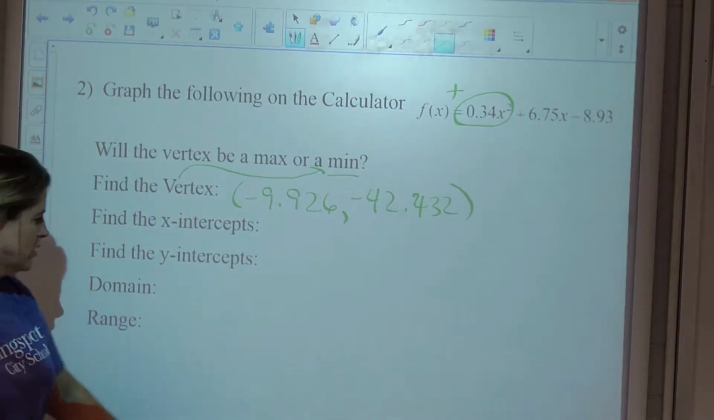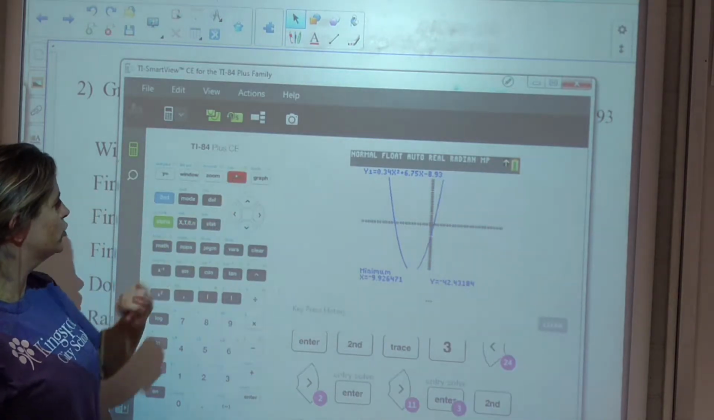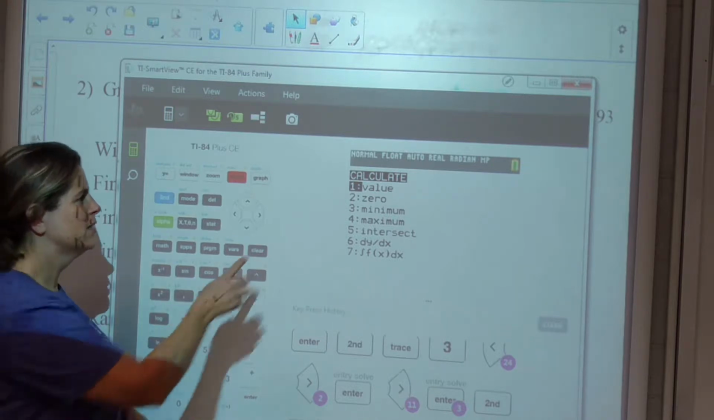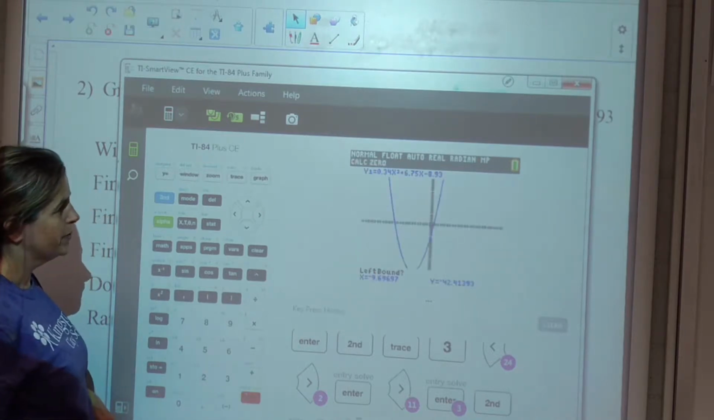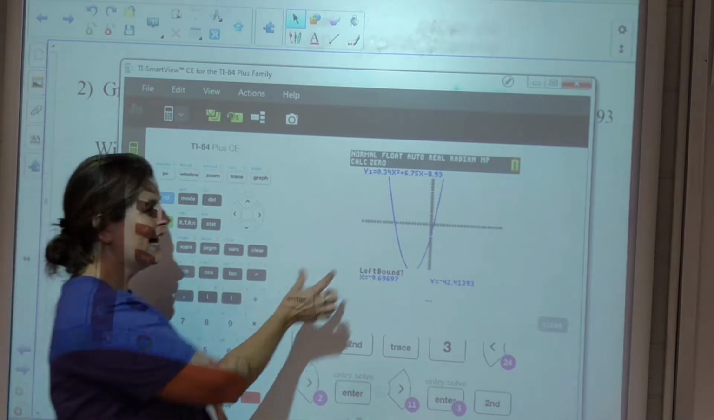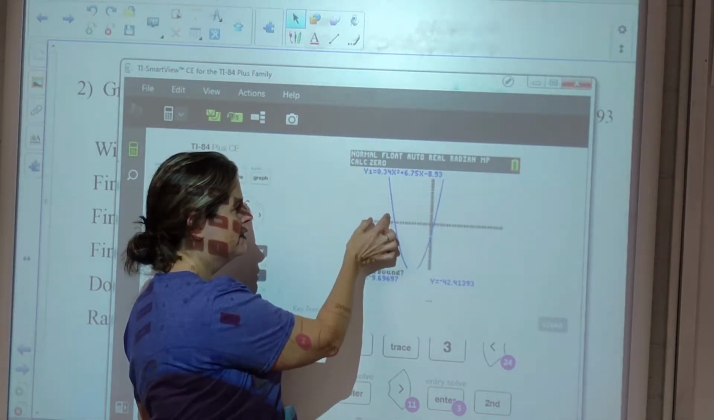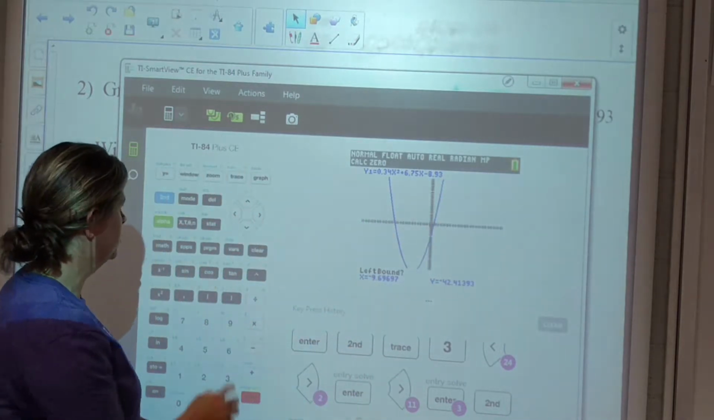X-intercepts are exactly the same, except when you go to second trace, I don't see a key for x-intercept, but remember, x-intercepts, solutions, roots, and zeros are all the same thing. So I can go to zeros, and it's going to ask me to go to the left side and to the right side. I do have 2 x-intercepts, so I'm going to have to box in both the left and the right of one x-intercept, and then I'll do it again for the other one.